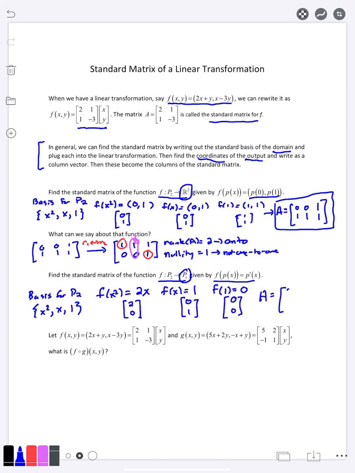So the standard matrix for this one would be as so. And then again, once you have this, you can ask yourself, is it one-to-one, onto, and so on, all based on this matrix here.